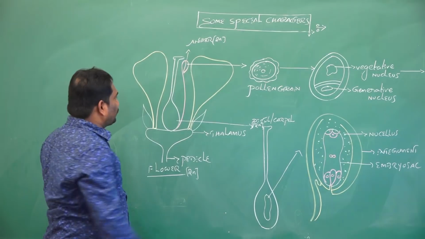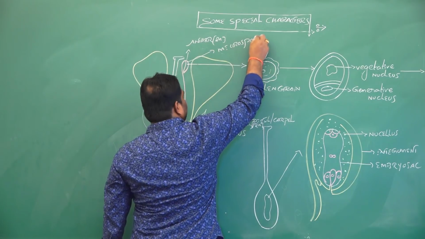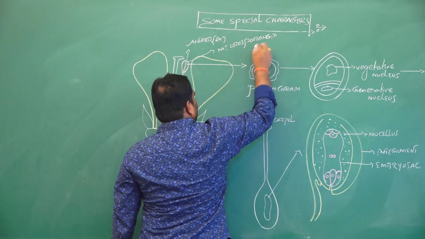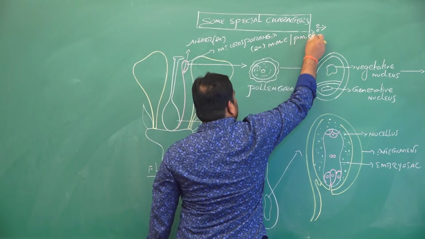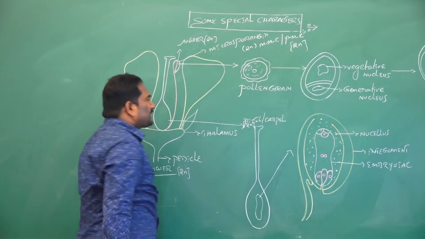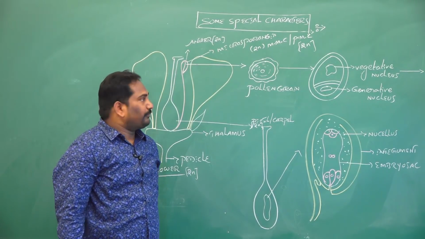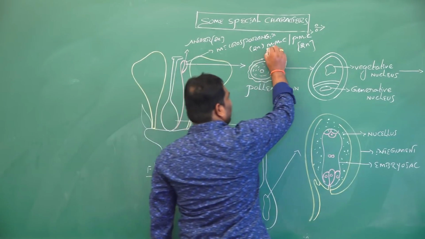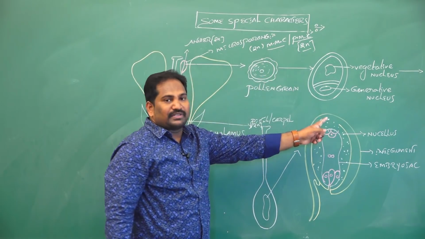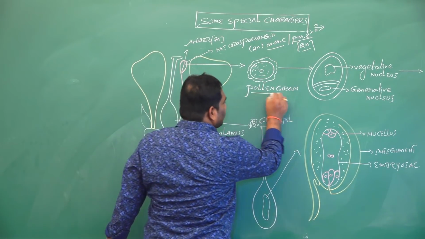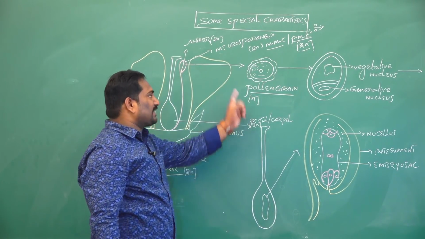And in anther, microsporangia is present. Inside the microsporangia, diploid microspore mother cell or pollen mother cell is present. Its ploidy is diploid. Just we can recall ploidy of different parts of the concept. So the ploidy of microspore mother cell or PMC is diploid. Whenever it undergoes meiosis, it produces 4 haploid pollen grains. Then the product of meiosis is always haploid. Pollen grains or microspores is haploid.